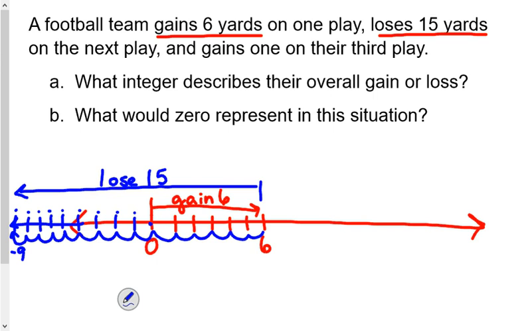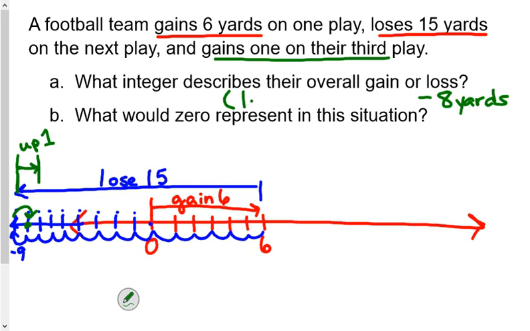And then they gain 1 on their 3rd play. So we're going to gain 1. That means we have to go up 1. Just 1 yard. So that's basically going up 1 or gaining 1 yard. So what integer describes their overall gain or loss? Well, they ended up right here, which would be at -8. So -8 yards. And that would also mean a loss of 8 yards overall.